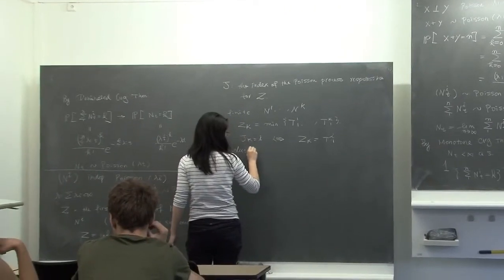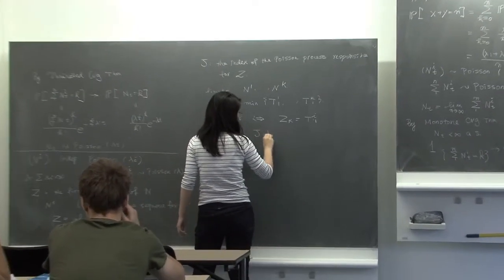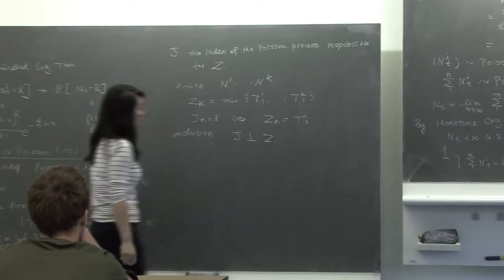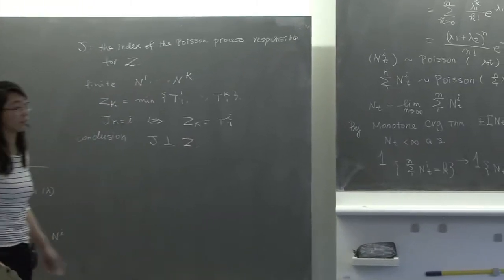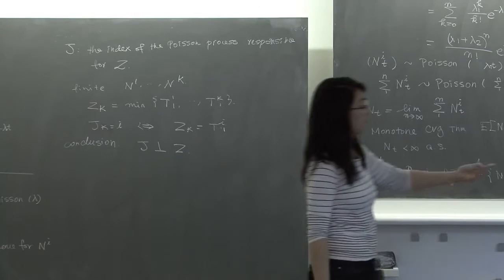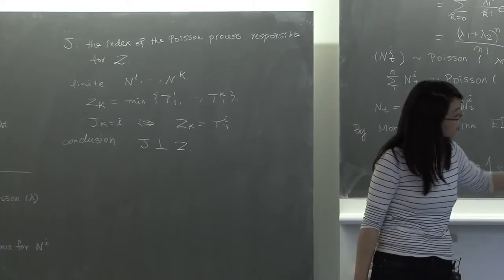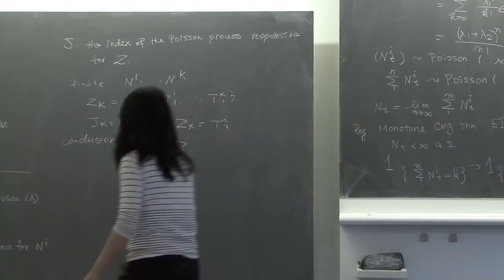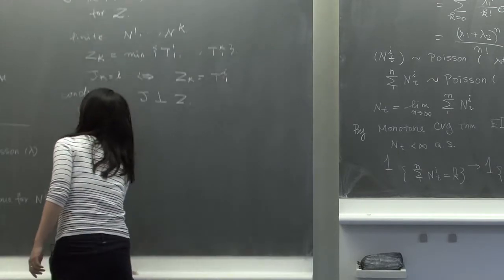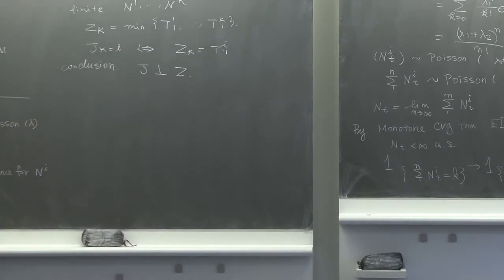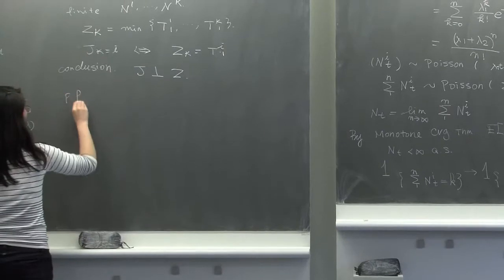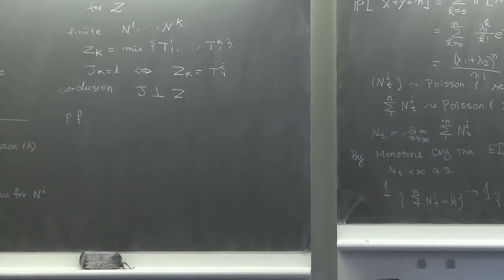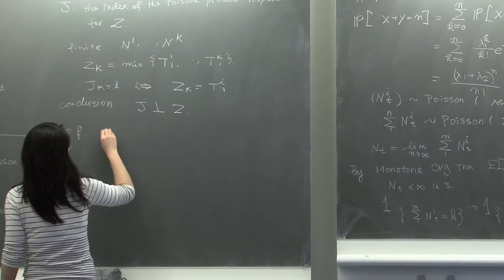Okay, conclusion. J is independent of Z, and we can explicitly calculate the joint law of these two random variables, given by this formula. Okay, so why is this true? We first prove the conclusion for the finite case.